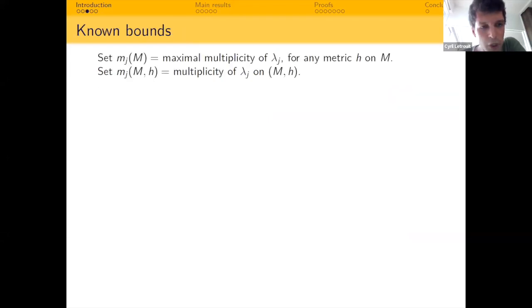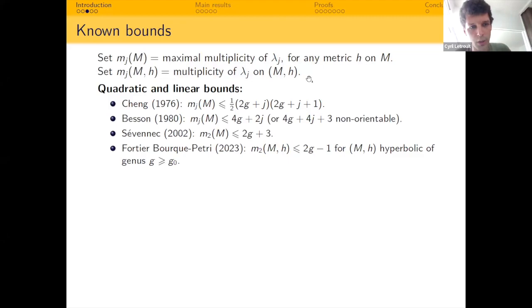So more generally, what I want to do is to take general surfaces and to try to find bounds which work and which depend, for example, only on the genus. So I introduce two notations. First, m_j of M is the maximal multiplicity of lambda j where the maximum is taken over all metrics h on M. And m_j of (M, h), when you fix the metric, is just the multiplicity of lambda j. So the main quantity I will be dealing with is the first one.